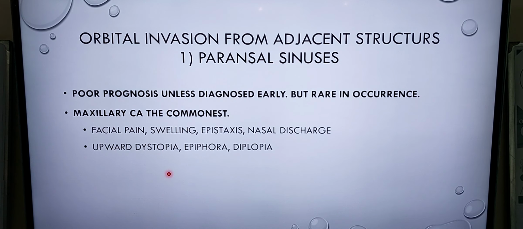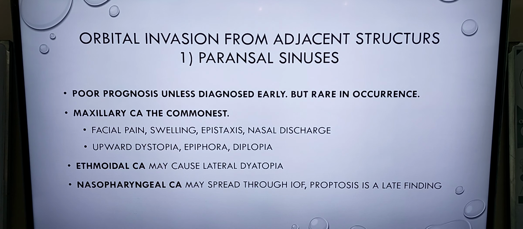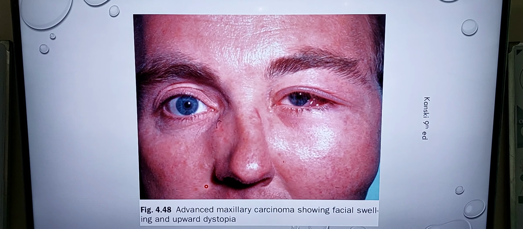Since maxillary sinus is involved, the dystopia will be upward dystopia, and epiphora and diplopia may be found. If ethmoidal carcinoma is present, then it will cause lateral dystopia. The nasopharyngeal carcinoma may spread into the orbit through the inferior orbital fissure. However, proptosis is a late finding.